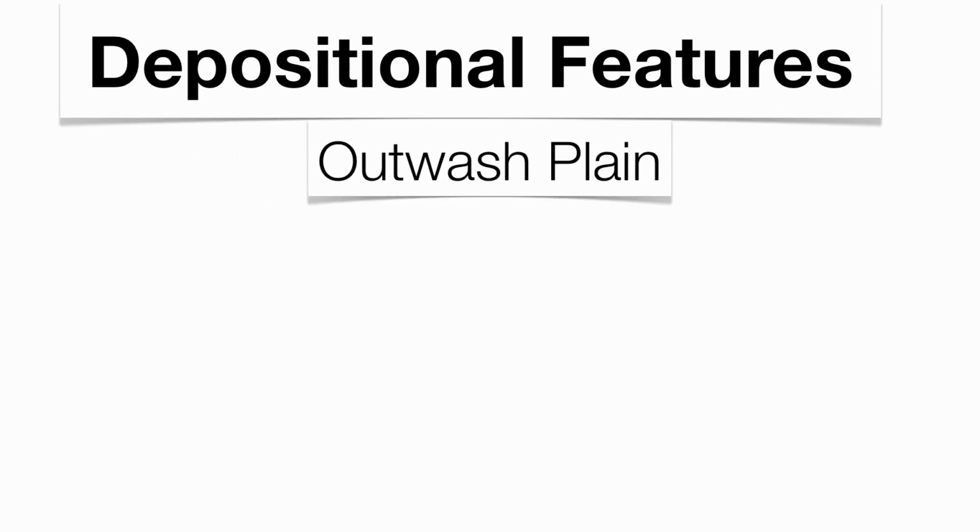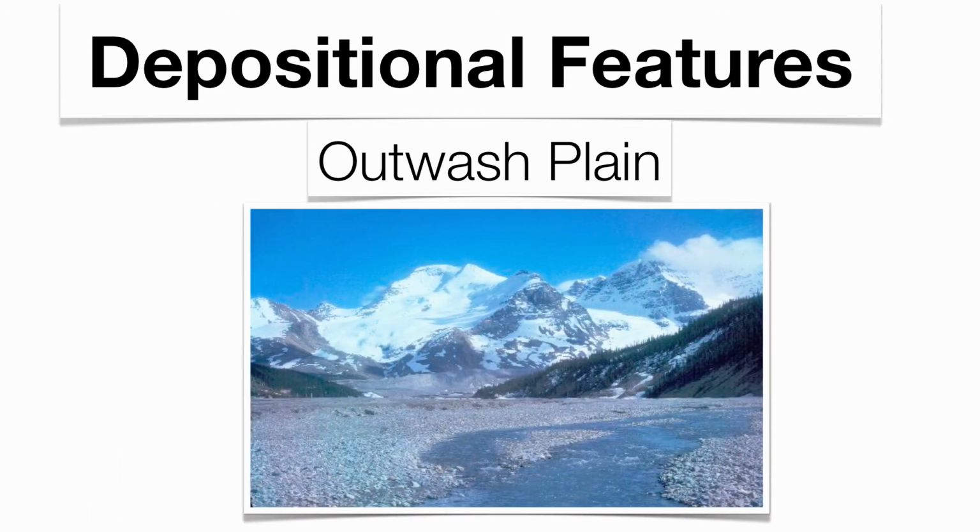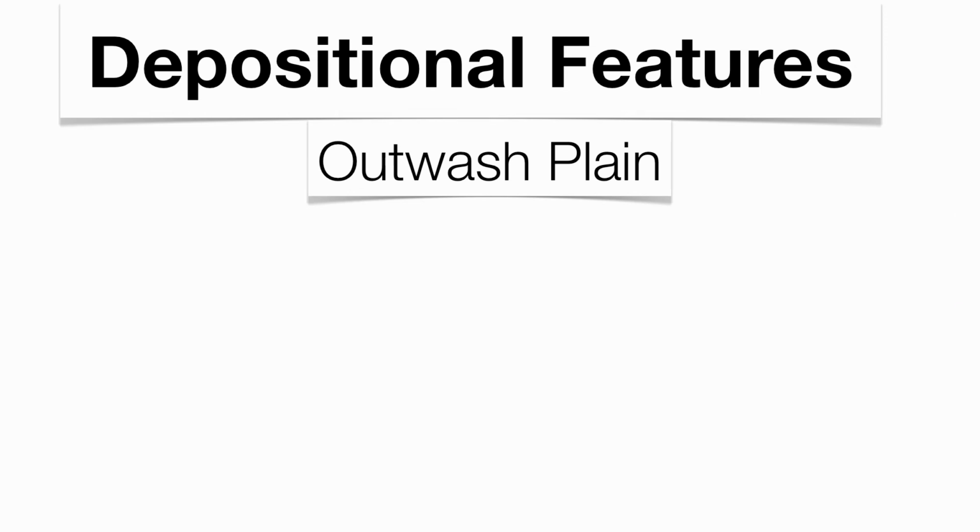Continuing with the depositional features, you can get outwash plains. When glaciers start to melt, they're going to start to organize their sediment at the base of the glacier, called an outwash plain. So all that sediment is somewhat sorted in nature.